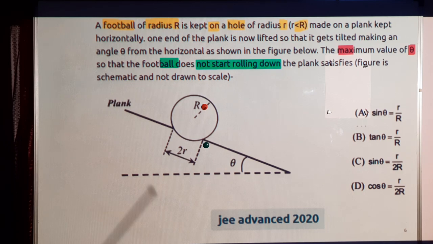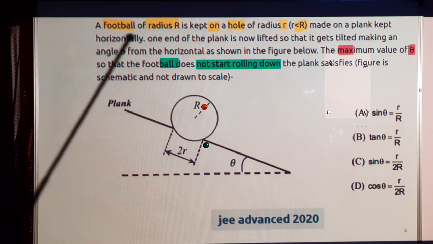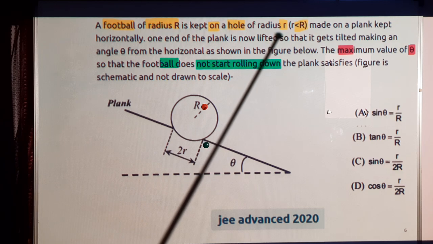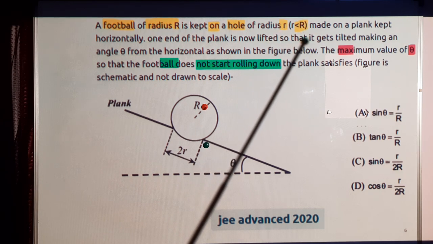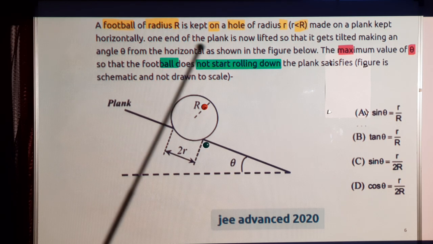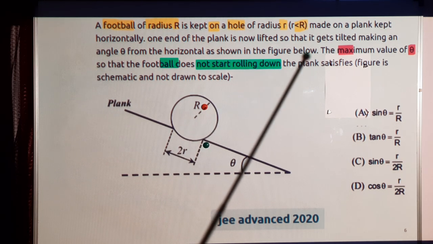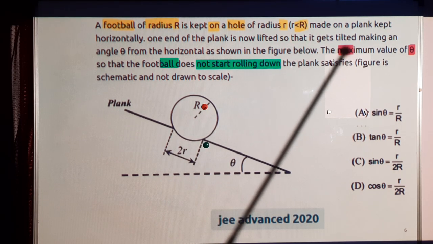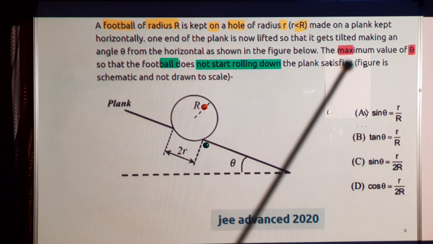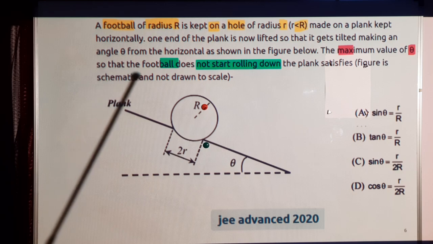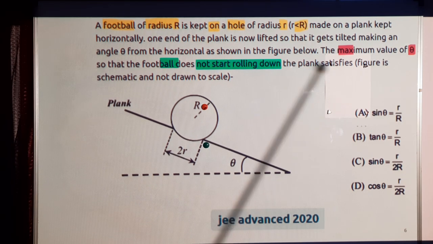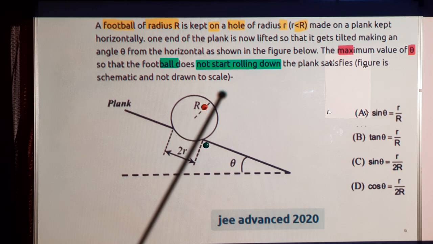This is the next question. A football of radius R is kept on a hole of radius small r, which is less than capital R, made on a plank kept horizontally. Now the plank is lifted so that it gets tilted by making an angle theta from the horizontal, as shown in the figure below. The maximum value of theta, so that the football does not start rolling down the plank, satisfies. The figure is schematic and not drawn to scale.